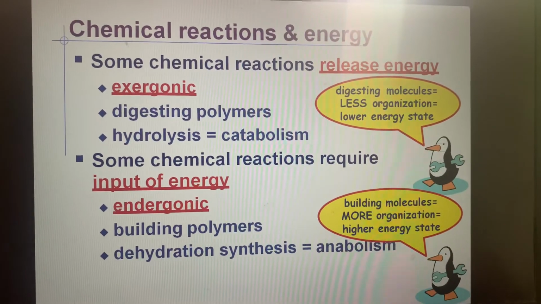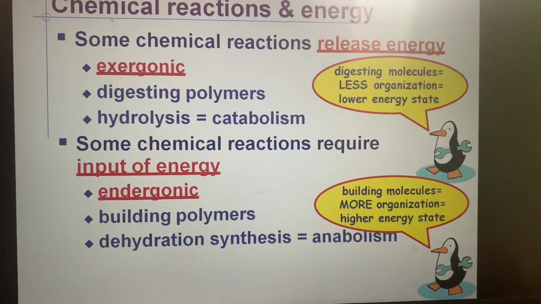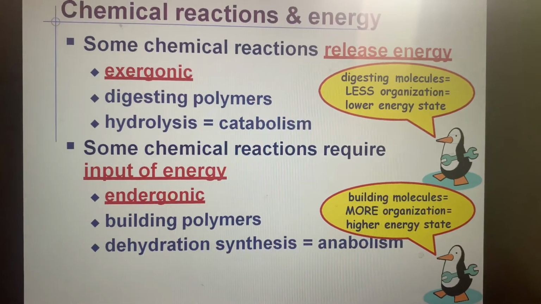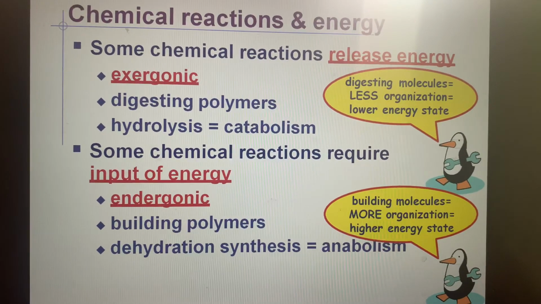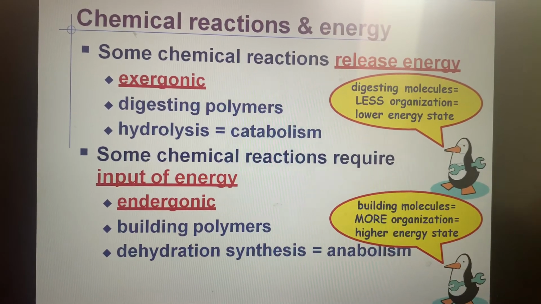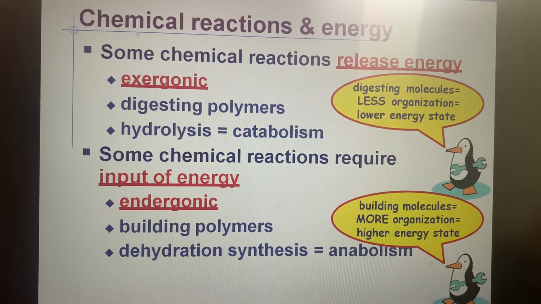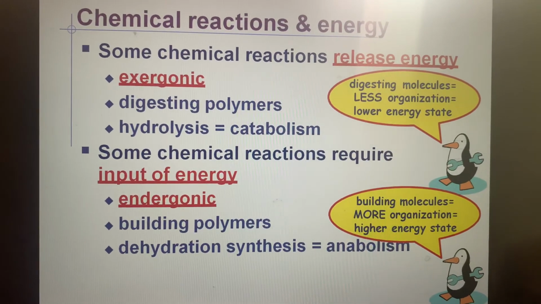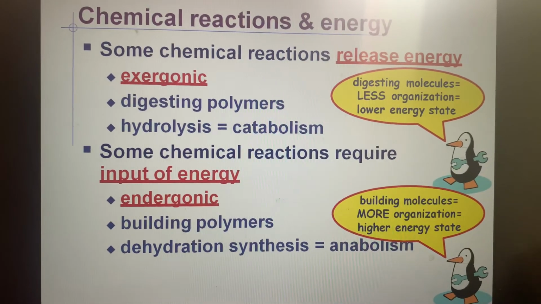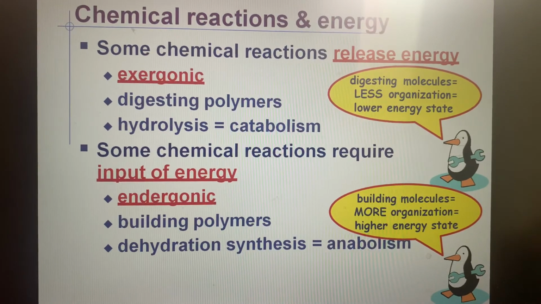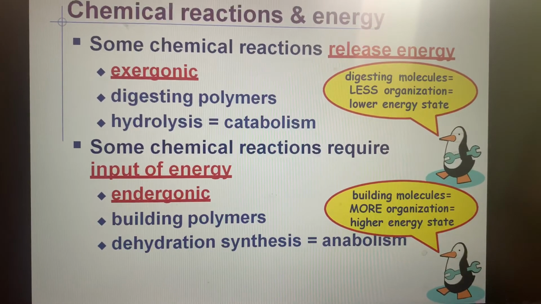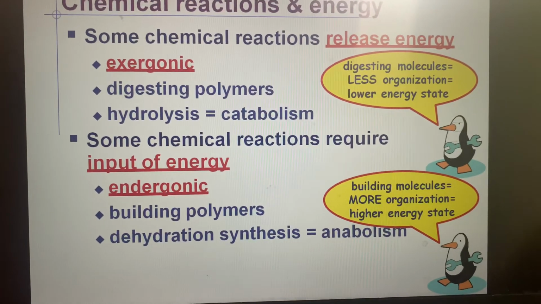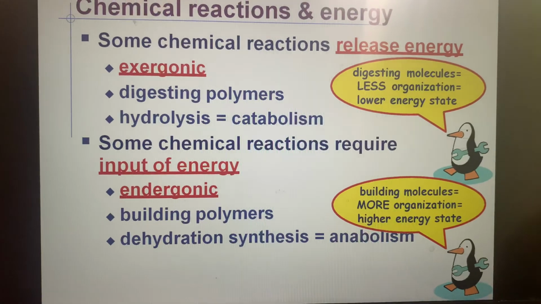Chemical reactions and energy. Let's talk about the chemical reactions. Some chemical reactions release energy. They are exergonic, in which polymers or larger molecules are broken down into smaller molecules. And this is a kind of catabolic reaction. In this form, products are at a lower energy state because this excretes energy. And some chemical reactions require input of energy.